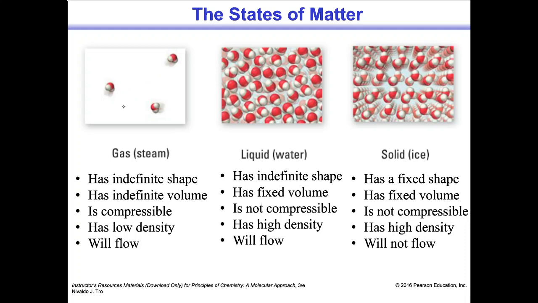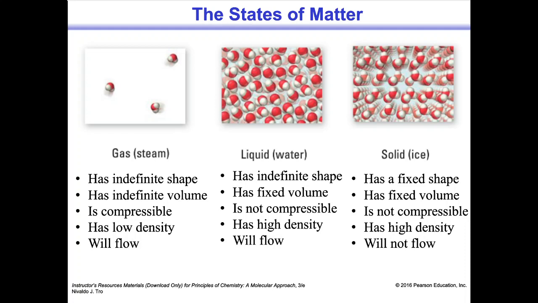Moving to a liquid, we know a liquid has indefinite shape, but it has a fixed volume. In other words, it's going to take on the shape of its container, but the volume won't change. It's not very compressible. We're going to say it's not compressible for the sake of argument, so we can't really mush that empty space in. It has high density, and it will flow. We know that we can pour liquids. Since they're not really made up of empty space like a gas, we're going to say they're not compressible, and they have high density.